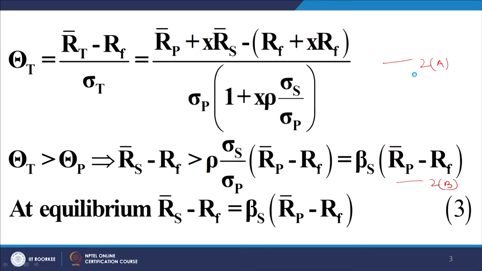So, the bottom line is that in this situation, at equilibrium, it is absolutely necessary that the equality should hold. It is only when there is equality that the market would be stable, would be in equilibrium. And this expression that we have here forms the premise of the CAPM model on the basis of the assumptions that we have already made, as I will explain now.